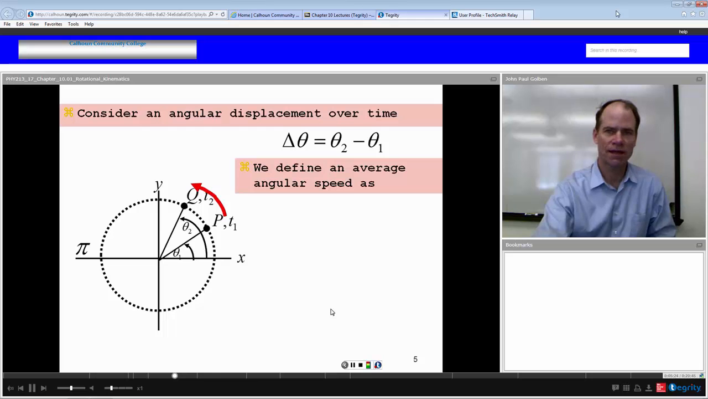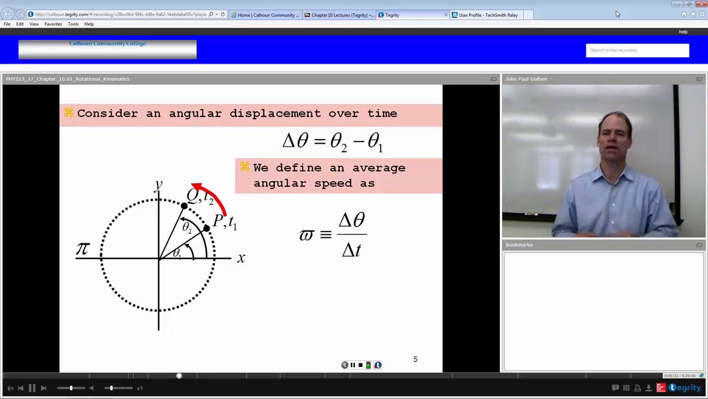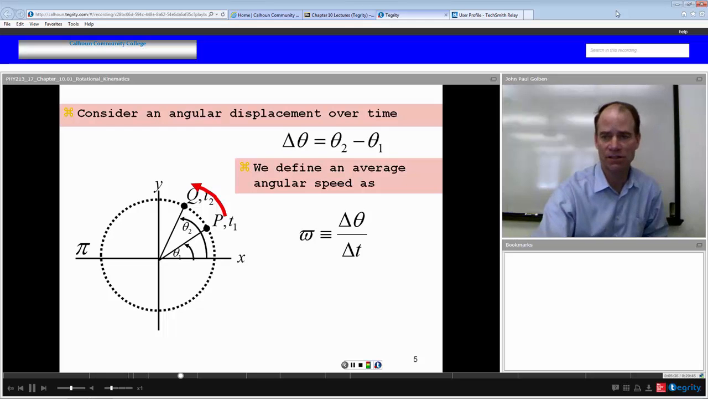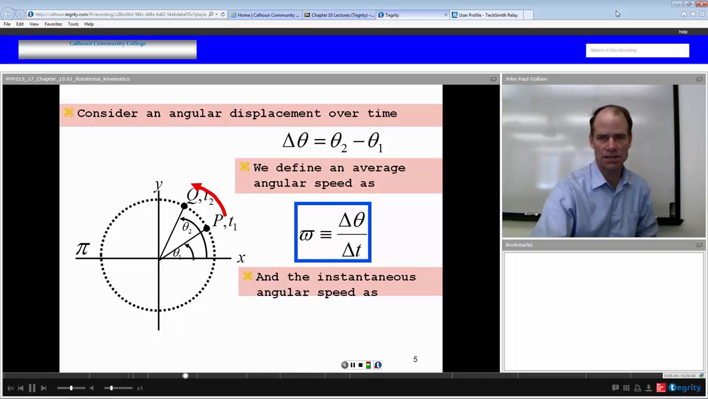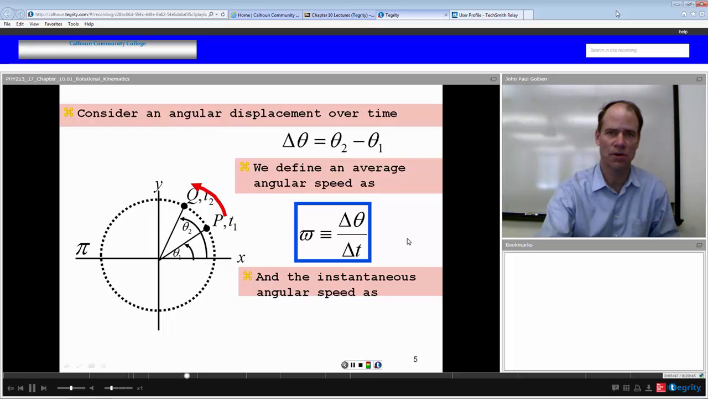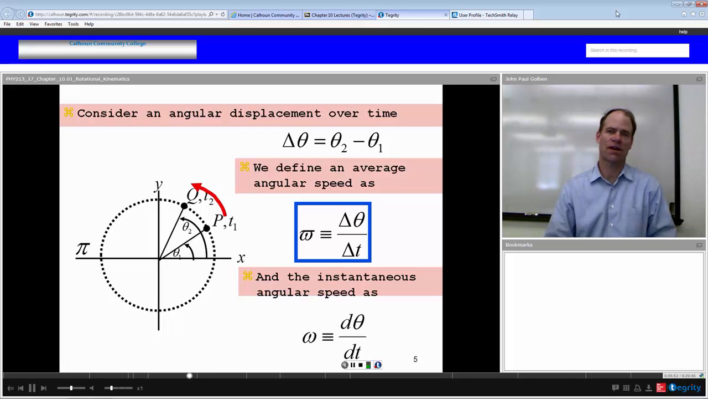With this angular displacement, delta theta, we now define an average angular speed as omega with a bar over it, and that is defined to be the angular displacement, delta theta, over the time interval, delta t. If the time interval approaches infinitesimally small, then our instantaneous angular speed, omega, is equal to our infinitesimal change in angle, d theta, over our infinitesimal change in time, dt. So the instantaneous angular speed is the derivative of the angle with respect to time.